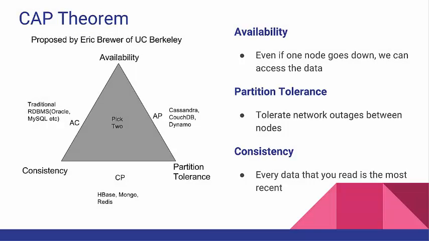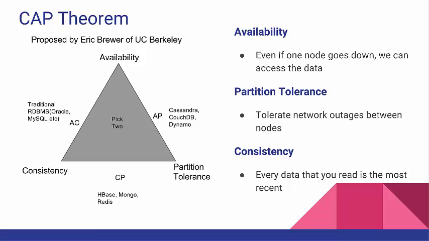The CAP theorem was first proposed by Eric Brewer of UC Berkeley in 2000, and it states that any distributed database has to choose between two of three requirements. The three requirements being consistency, availability, and partition tolerance. These three requirements are represented on the three vertices of a triangle, and we can choose any of the three sides. Therefore, we can pick availability and consistency, or availability and partition tolerance, or consistency and partition tolerance.